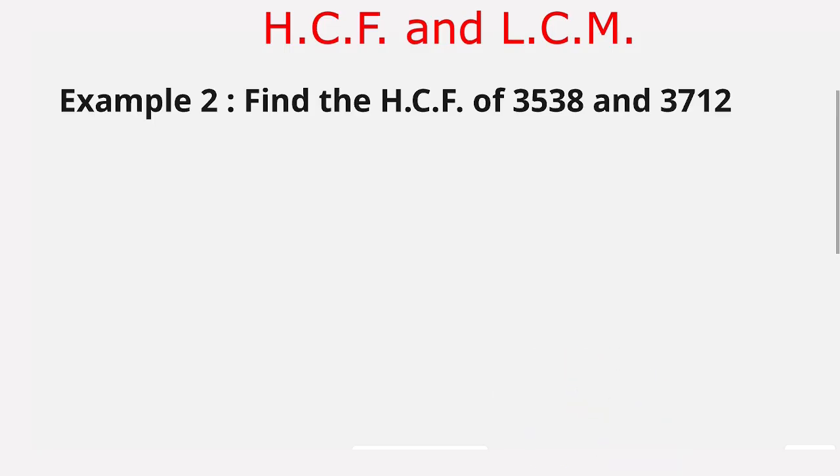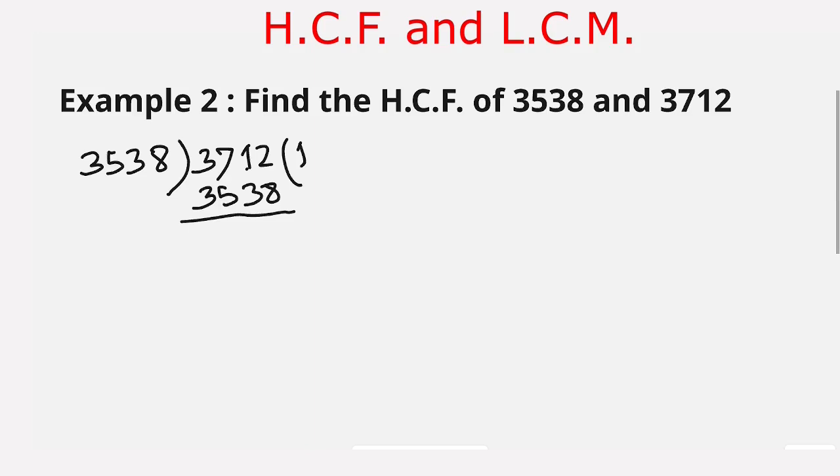Here the smaller number is 3538. So we will divide the larger number 3712 by 3538. 3538 divides 3712 one time, and the remainder is 12 minus 8 is 4. We carry 1, so it becomes 10. 10 minus 3 is 7, and 6 minus 5 is 1, and 3 minus 3 is 0. So the remainder is 174.